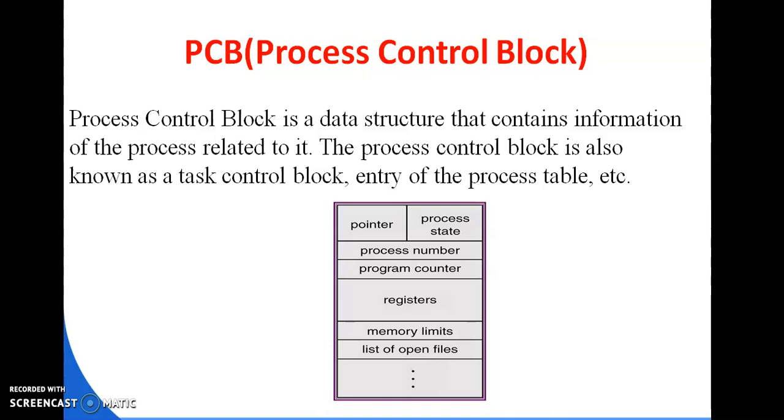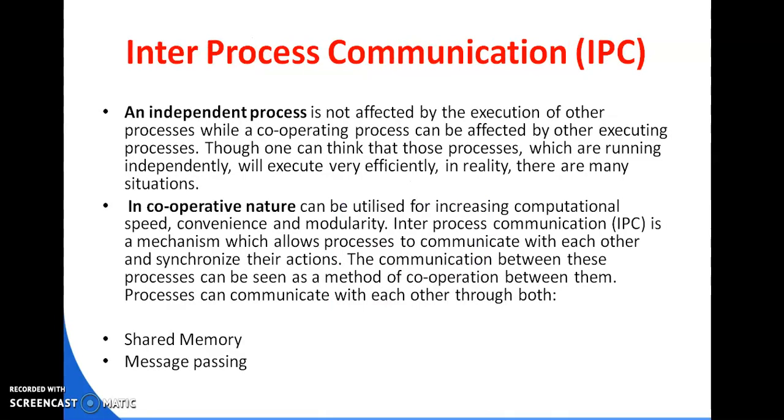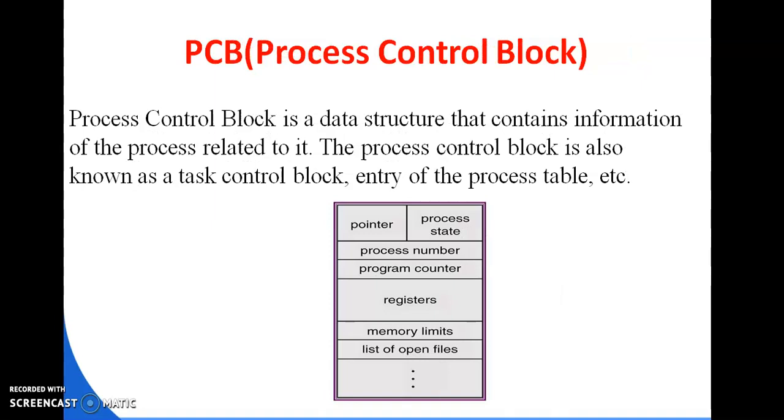Now first is your pointer, process state, process number, program counter, registers, memory limits, list of open files. So let's look at the contents. First is your process state. It specifies the process state, that means whether the process is in the new state, ready state, running state, waiting state, or execution state. Next is your process number. It shows the number of the particular process, or the sequence number of the particular process. Next is your program counter. It contains the address of the next instruction that needs to be executed in the process.